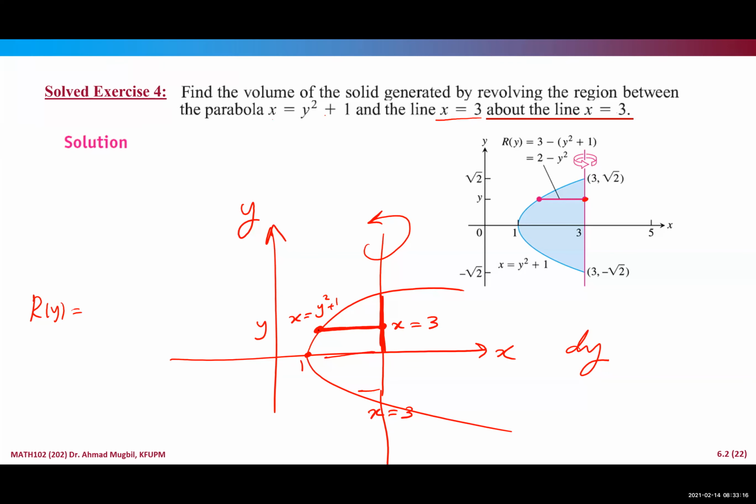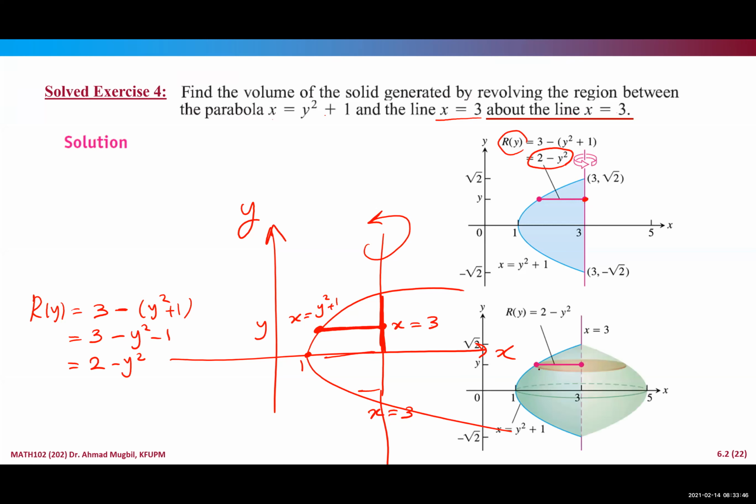Now the distance from here to here, guys, will be the curve on the right minus the curve on the left. So it will be 3 minus (y squared plus 1). What will it be? 3 minus y squared minus 1. It will be 3 minus 1, which is 2, so 2 minus y squared. This is the length of this line. So this gives me r of y, the radius of the disk. If you rotate it, this will be the radius of the disk.